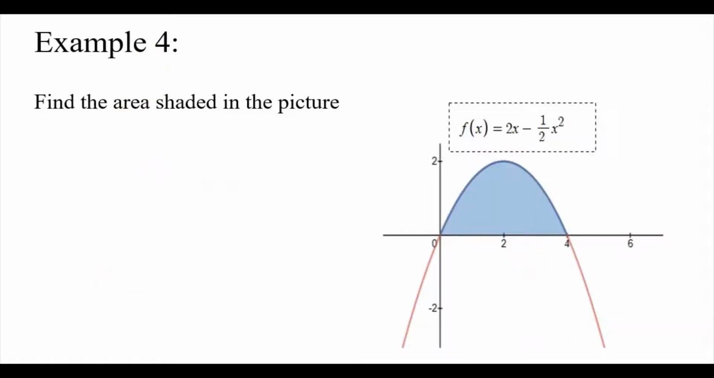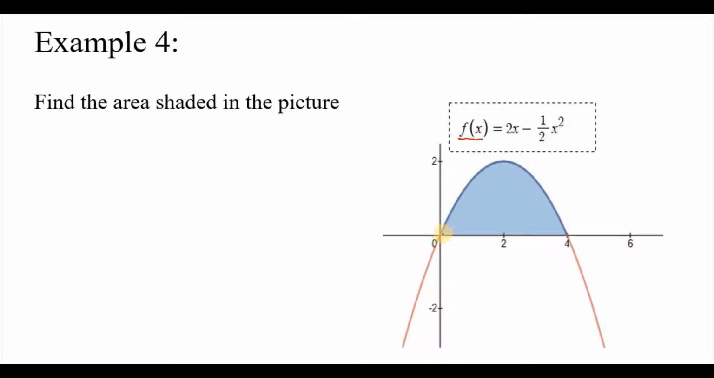Here is an example. In this example, we want to find the area shaded in the picture. So here is the picture, and the picture is for the function f of x is equal to 2x minus 1/2 x squared. We want to find this blue shaded area.